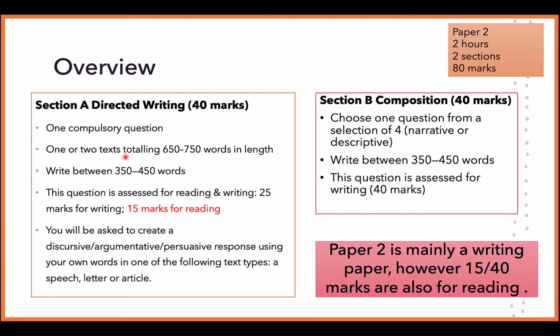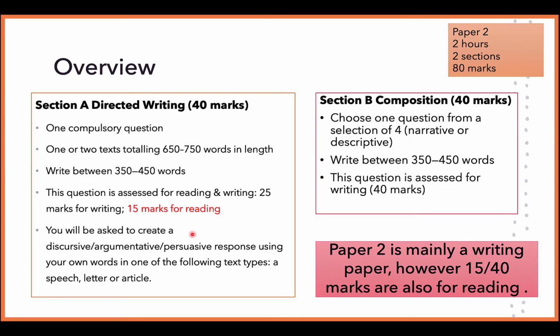Even though this is mainly a writing paper, you do still get some marks for reading, and this is the question where those marks come from. So 25 marks for writing and then just 15 marks for reading. You'll be asked to create a discursive, argumentative, persuasive response in your own words in one of the following text types: a speech, letter or an article.